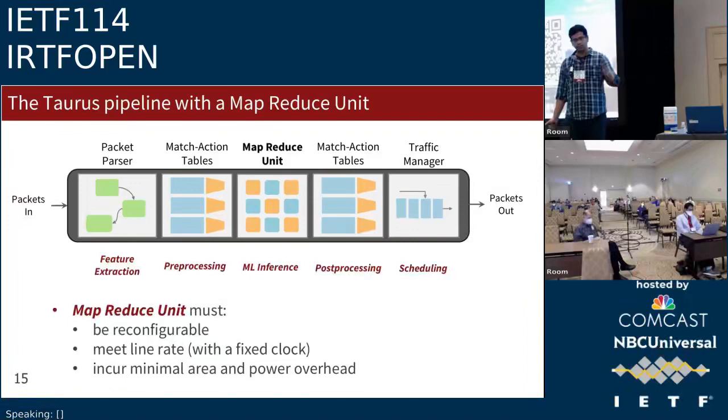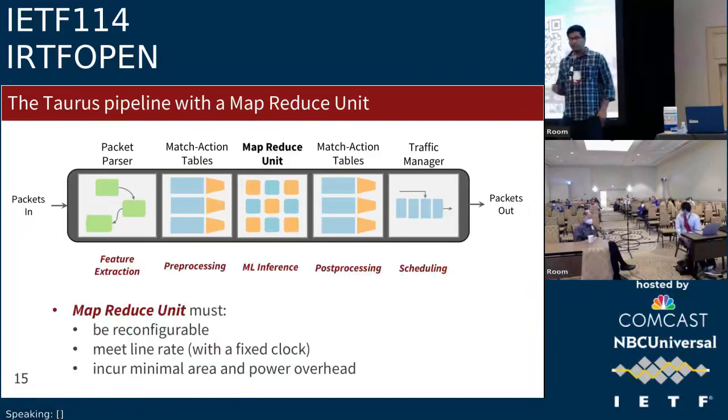We want it to be deterministic. And of course, line rate is our performance requirement. And then minimal area and power overhead. We don't want to blow up the entire chip area adding in a MapReduce block. It should be something that is small, but gives you access to a whole class of applications.